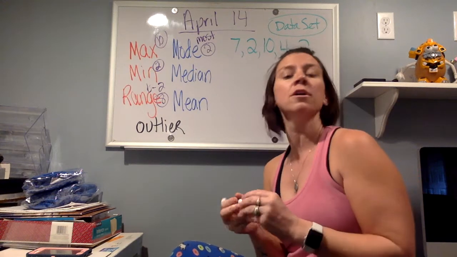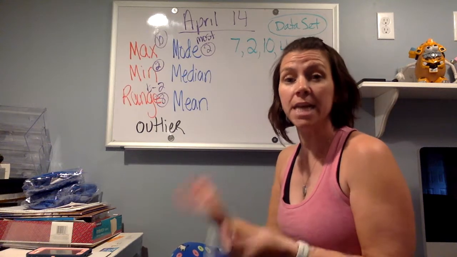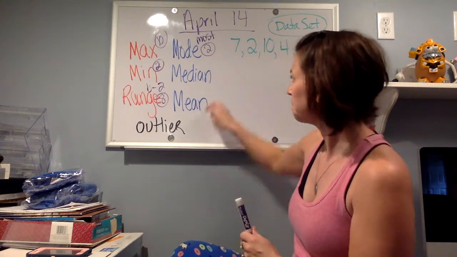Don't write 0, because then that tells us there's a bunch of zeros over here, and there's not. So you have to write none or no mode, okay?